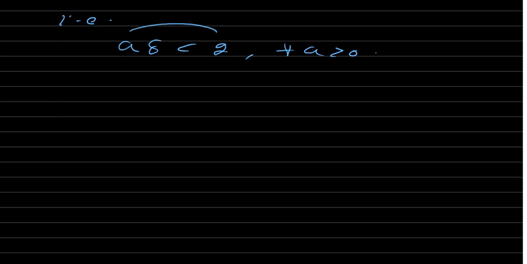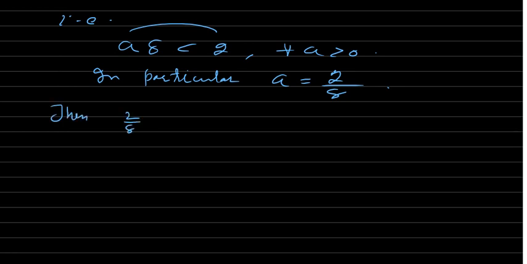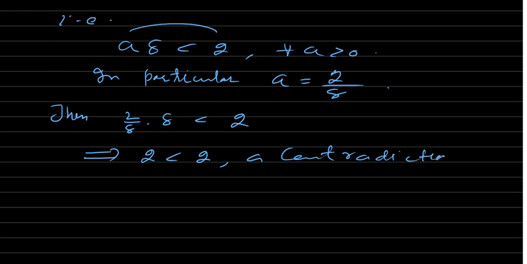But the delta you got is unique for every a. So in particular, if you choose a equal to, say, 2 by delta, because 2 by delta is a positive number, then 2 by delta times delta is less than 2, which means 2 is less than 2. A contradiction, as required. So we don't have a unique delta which works for each point.